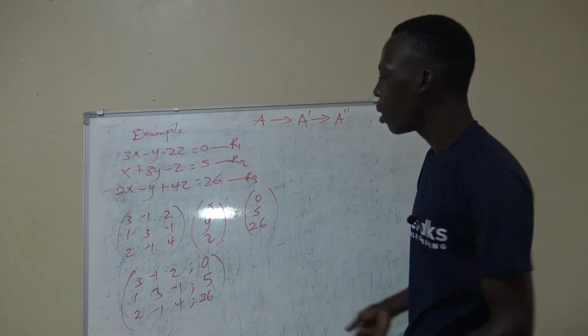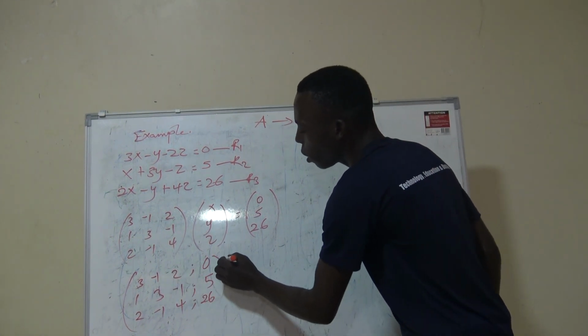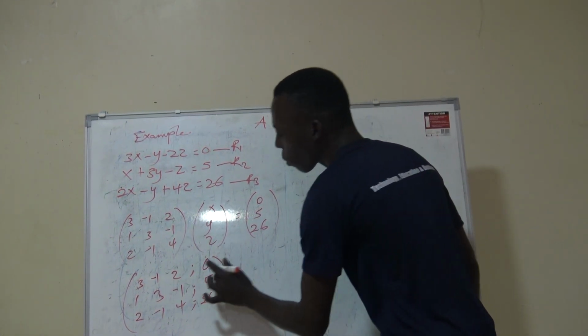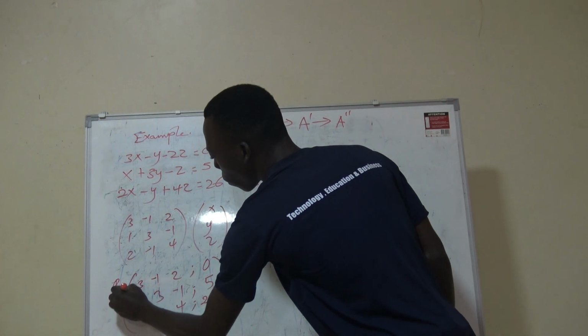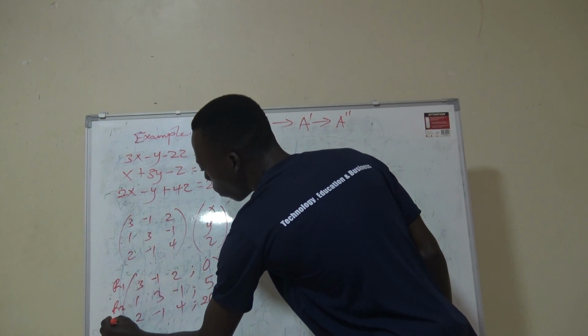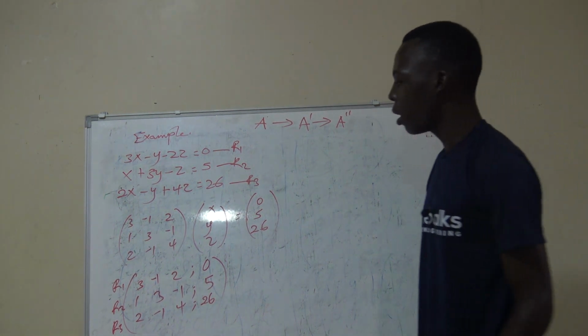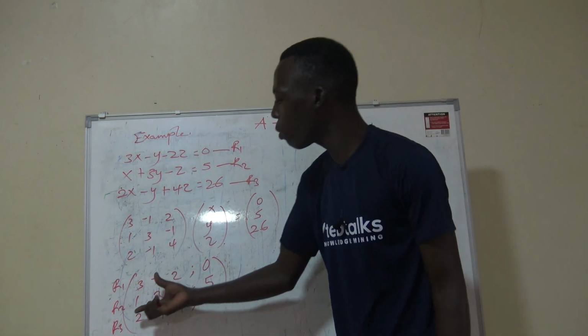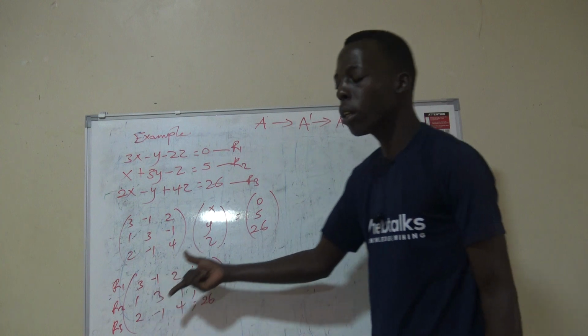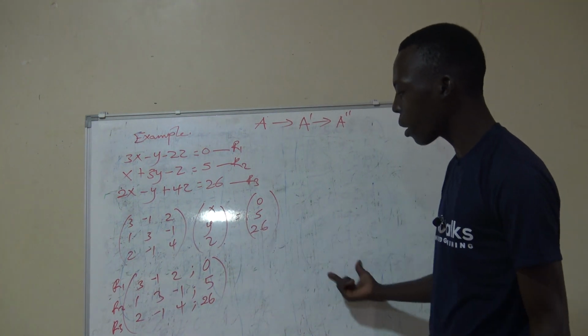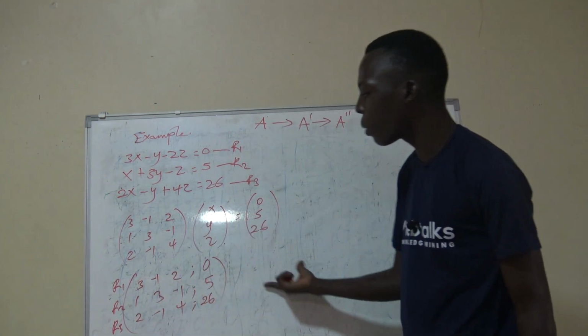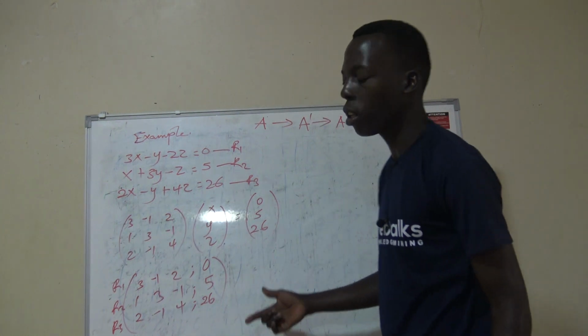Then from there, we are going to call this one row 1, this is row 2, row 3. That's how we are going to call it. Now, we are going to move this one from row 1 to row 1 prime, and row 2 to row 2 prime, but while following the principles.